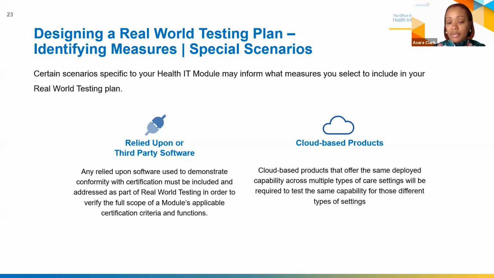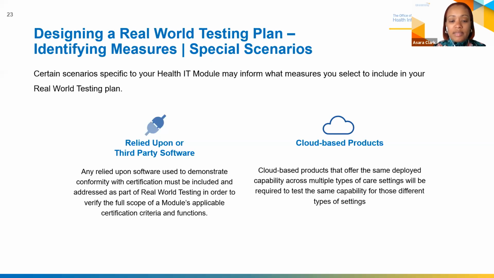So on CHPL, your third-party relied upon software is listed there as an inclusion of your certificate. And so you should also be sure to consider how you're going to incorporate it into your real-world testing. The same way you worked with that third party to achieve certification under the program, you're going to have to go back and work with them on how you're going to approach your real-world testing activities and to be sure that they're included. So just know that if you have a certification that includes third-party relied upon software, your ONC-ACB is going to be looking for how that's going to be incorporated into your plan.